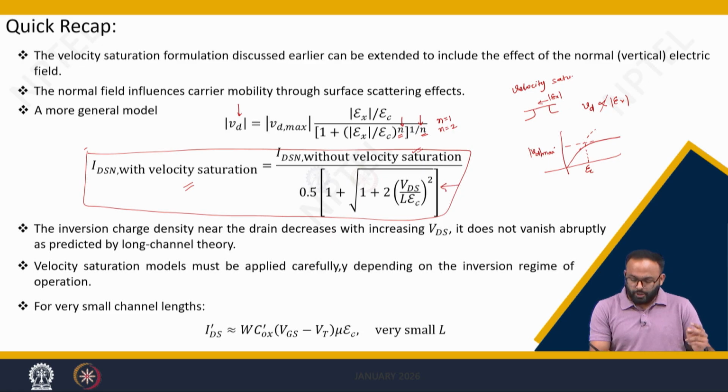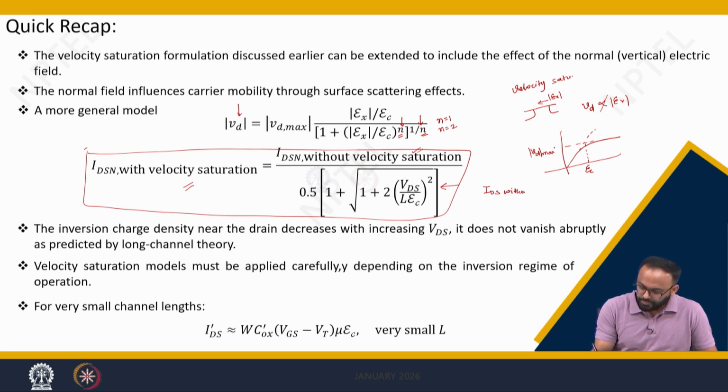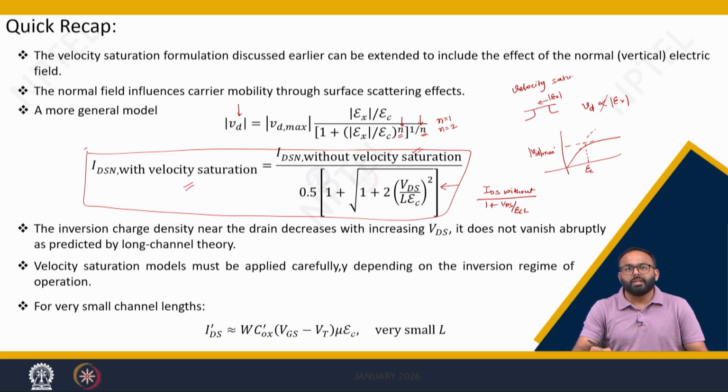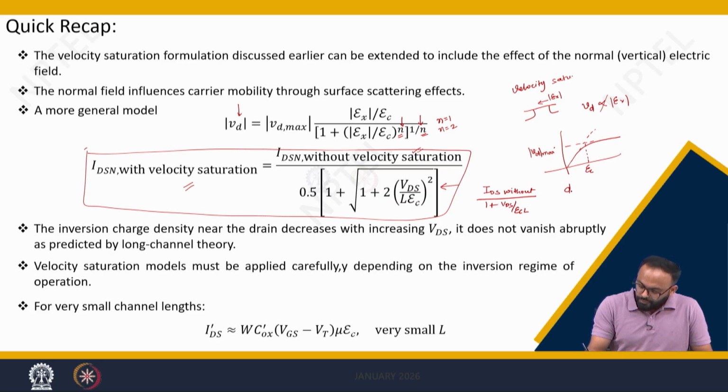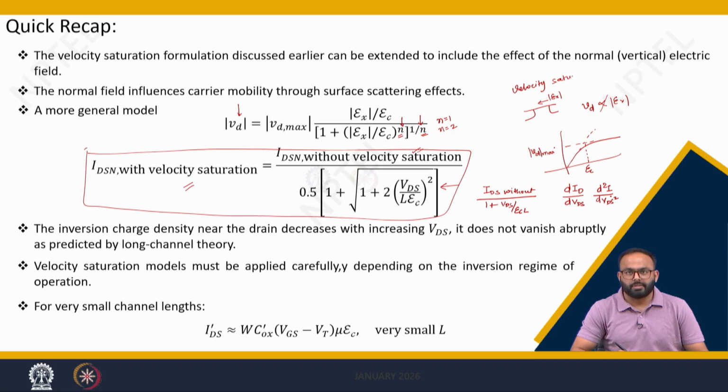This model is good in two senses. It gives you an accurate result compared to the model we derived earlier, IDS without velocity saturation divided by 1 plus VDS divided by Ec times L. It also solves numerical or convergence issues, because in general we are also interested in the derivatives dID by dVDS or d square ID by dVDS square when we incorporate these devices or models in circuits.